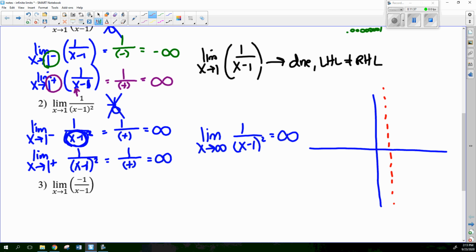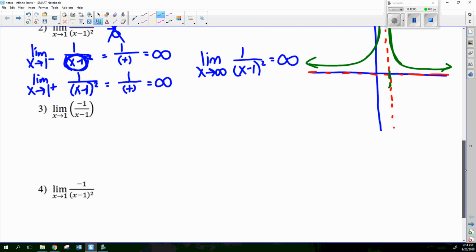All right, it would look like this, with a horizontal line at 0. Both sides would go up, and here's 1. So as I approach 1 from the left, I'm going up, and from the right, I'm going up. If they're going up to the same infinity, you can say the limit is infinity. If they were both going down to negative infinity, you could say the limit was negative infinity.